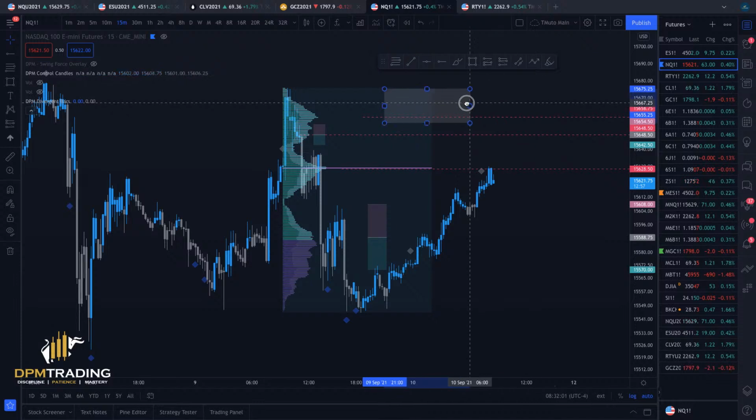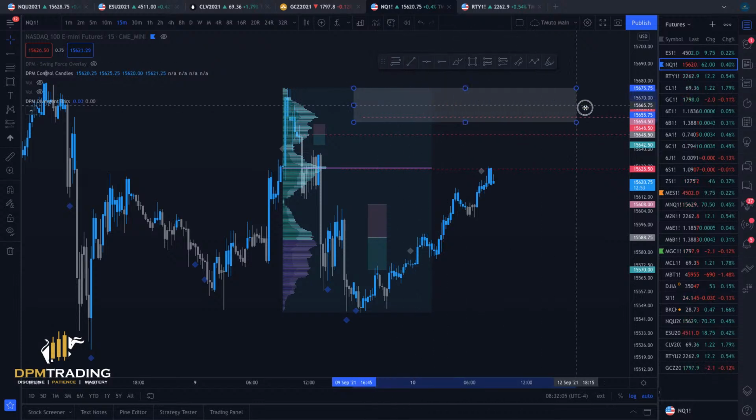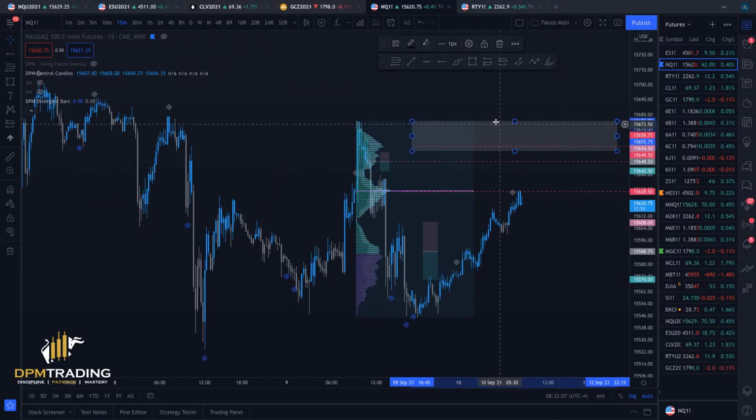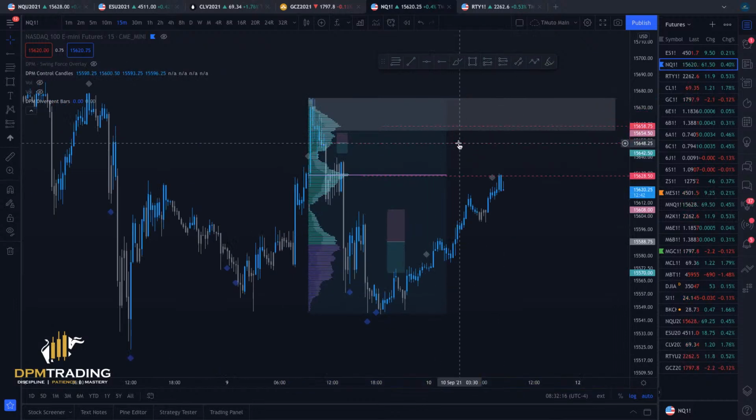If we come back up here, that's not what I meant to do. I meant to grab that. There we go. So these are two areas of resistance that I'm certainly going to be keeping my eye on. Not that concerned with this little guy. That's a very small time frame little node there.